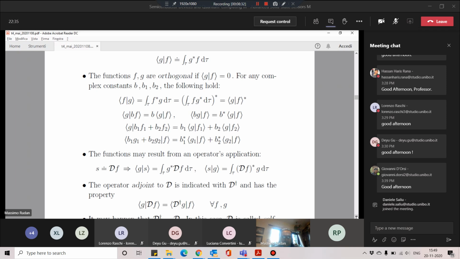When you consider an operator d, you may associate to it another operator that is indicated with the symbol that you see on the page. It looks like d with a cross, but it is not a cross, it is a knife. So it is called dagger. So this operator is called d dagger.